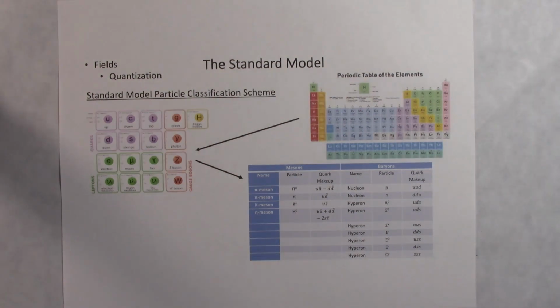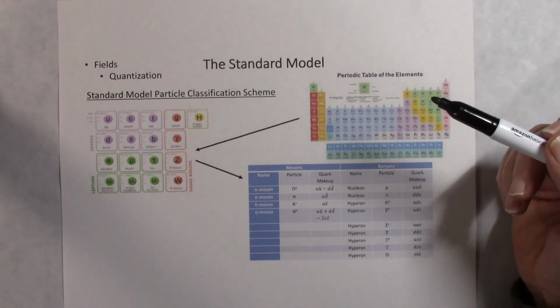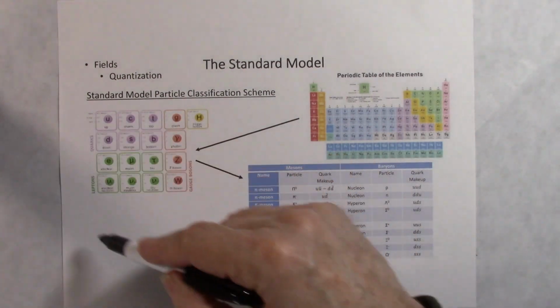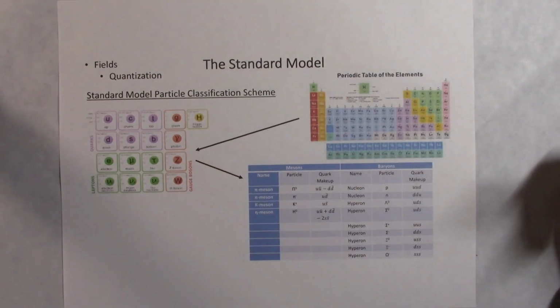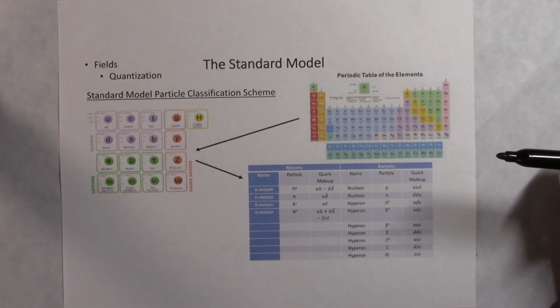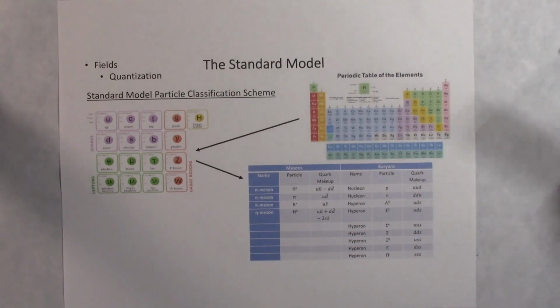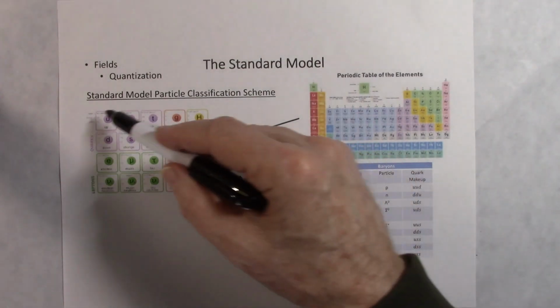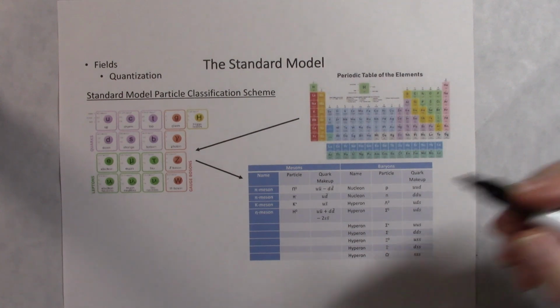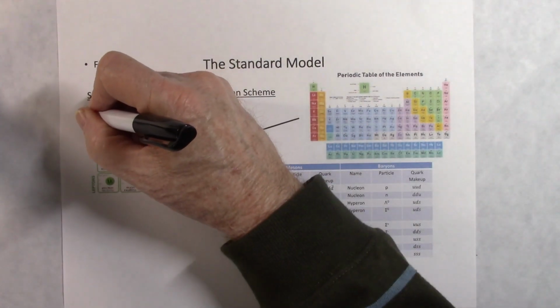This is a snapshot of the standard model particle classification scheme. These are all the particles that exist that we know about. It replaces the periodic table of the elements. We can go from here to here if we want to, but there's far fewer elements in the standard model than there is in the periodic table of the elements. And so there are two kinds of particles. There are the fermions, and they're shown over here.